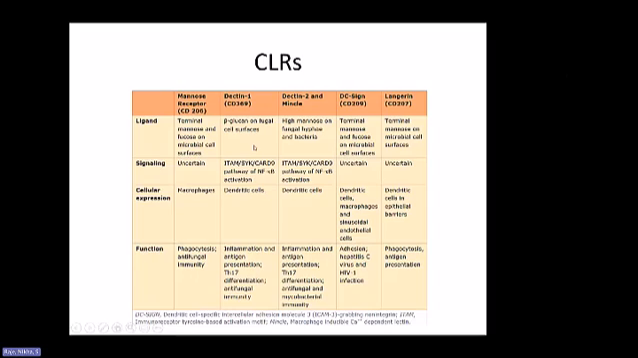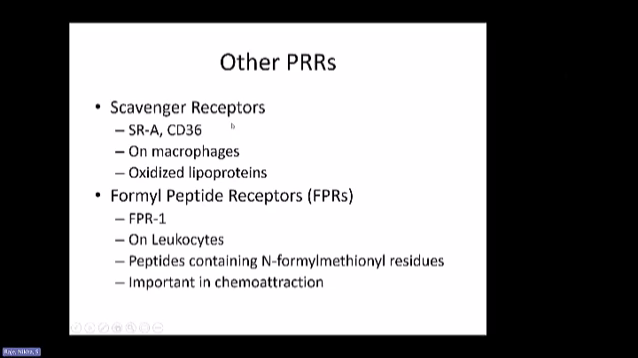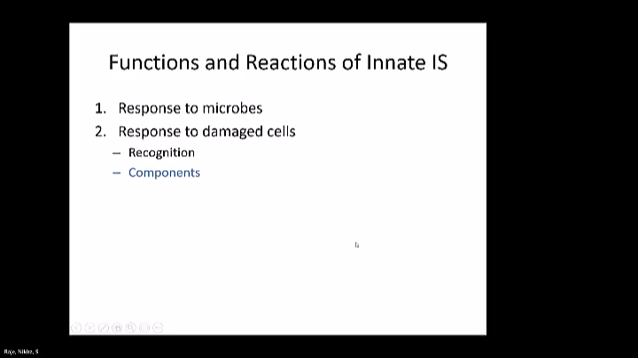Here are some of the CLRs. So something to remember, DC-SIGN or langerin. We have talked about langerin in the past. Mannose receptors, all of these are looking for specific carbohydrate that they can bind to. All right, other PRRs include scavenger receptors. These are on macrophages looking for lipoproteins. FPRs, these are looking for, again, peptides containing specific residues. All right, so that's the end of our discussion about how these PAMPs and DAMPs are recognized.